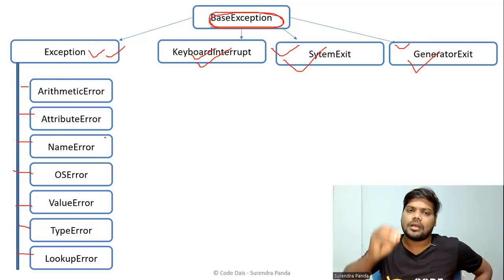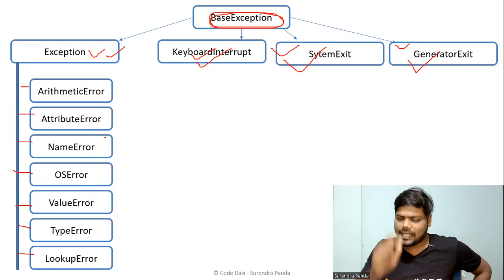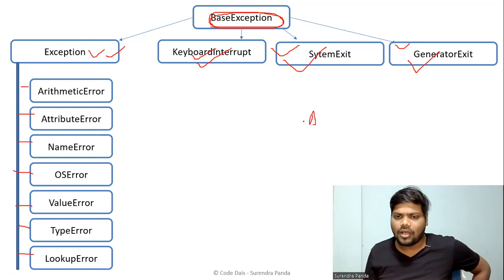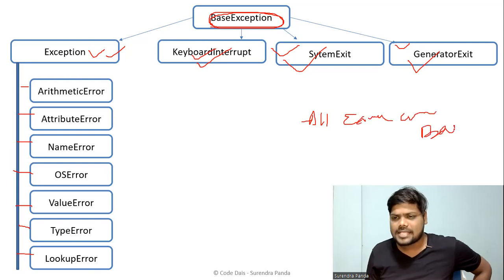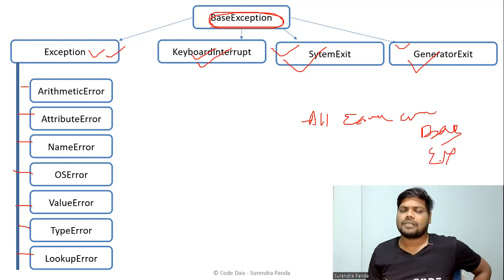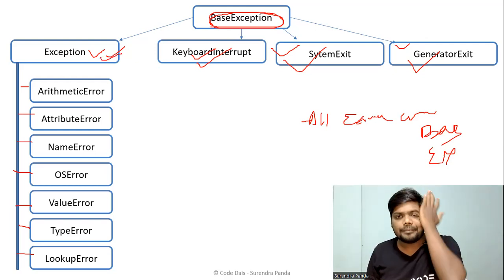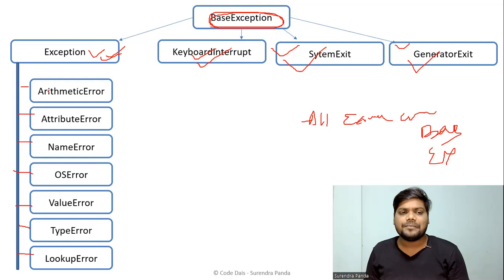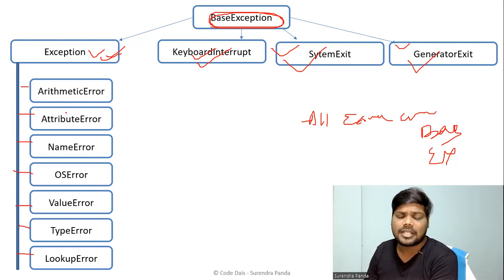In Python, all exceptions are the child of BaseException. Write this point in your notes. In Python, all exceptions are children of BaseException. So Exception is also a child of BaseException, right? Again, Exception has multiple children. This is the hierarchy, right?